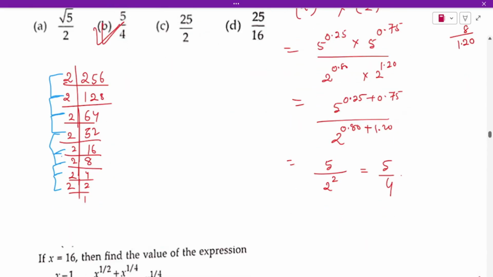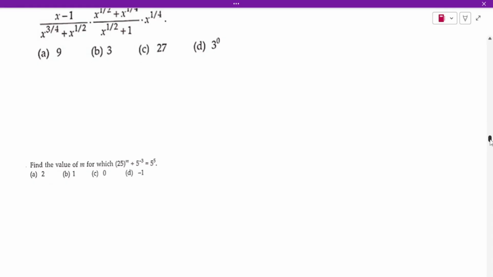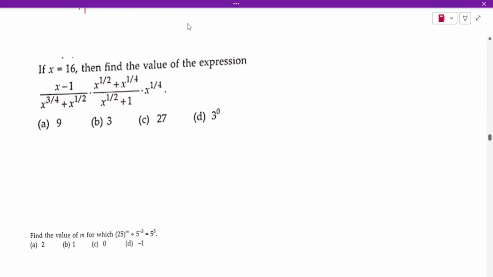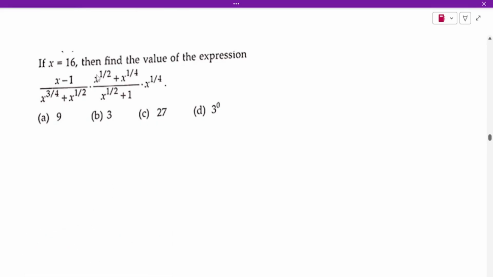Now let's move to one very good question over here. We have to find the value of this expression where x is given as 16, and in the expression we have x minus 1 over x to the power 3 by 4 plus x to the power 1 by 2, and it is multiplied with x to the power 1 by 2 plus x to the power 1 by 4, and then further we have x to the power 1 by 2 plus 1, right?